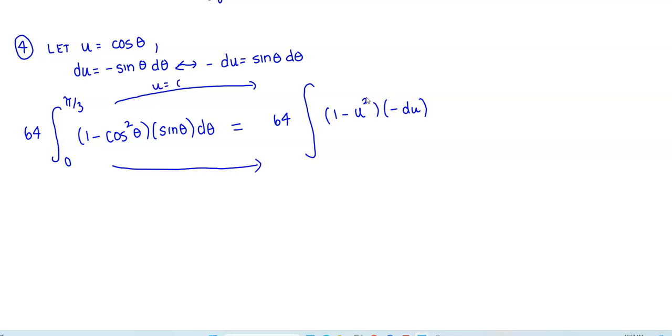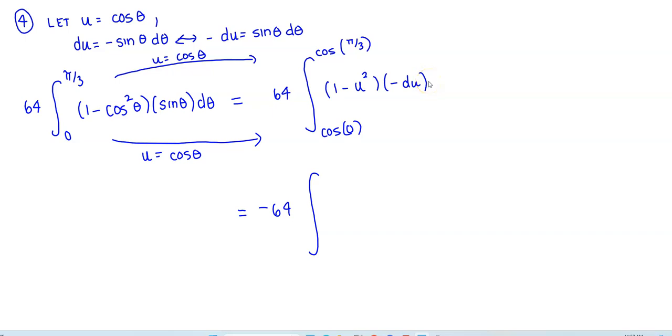So u is equal to the cosine of theta. So that is cosine of pi over 3. And u is equal to the cosine of theta, so that is the cosine of 0. So we have negative 64. The cosine of pi over 3 is 1/2. The cosine of 0 is 1. And we have 1 minus u squared du.